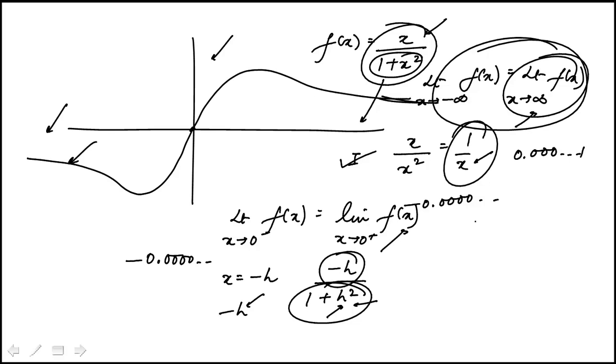Same thing on this side. If x is h, the denominator would just be 1. And then again, from this side also, you would be approaching 0. So both the right-hand limit and the left-hand limit are equal. So 2 also holds true.